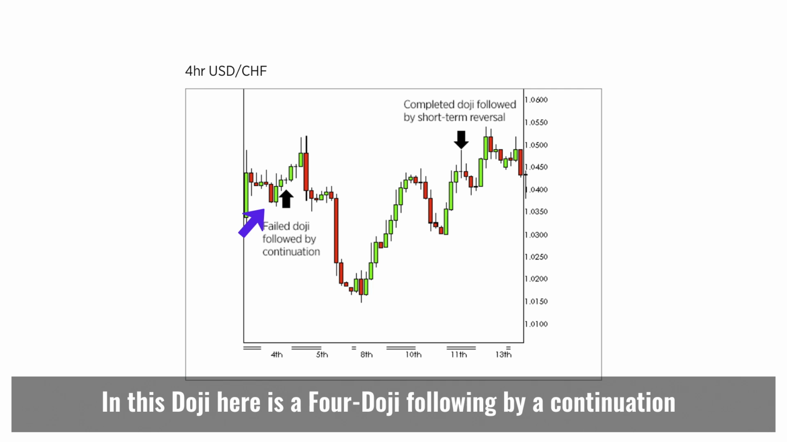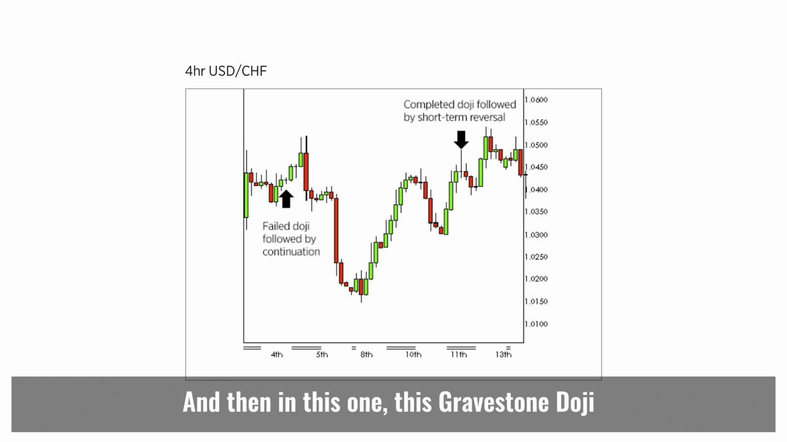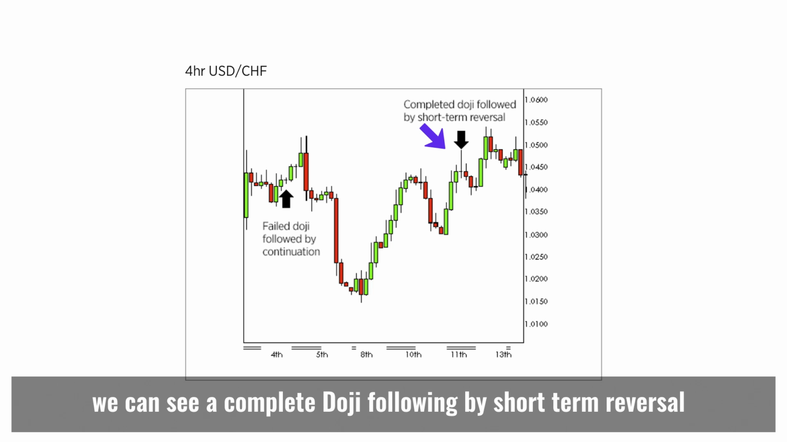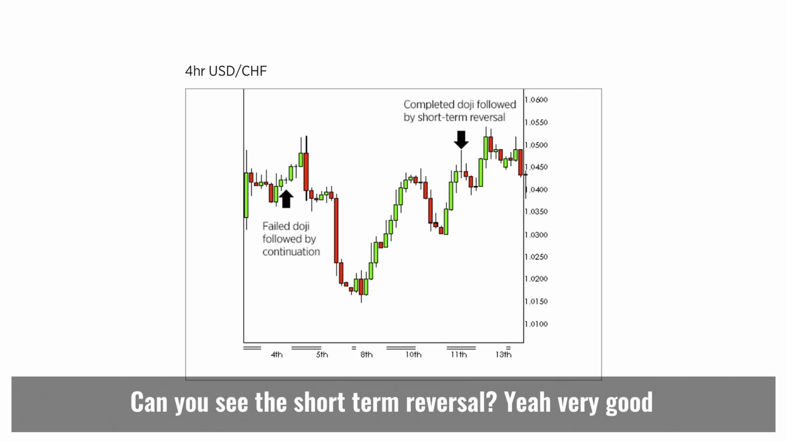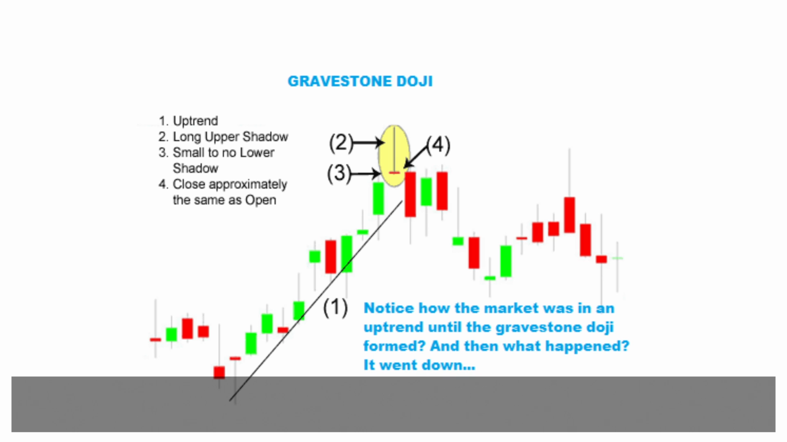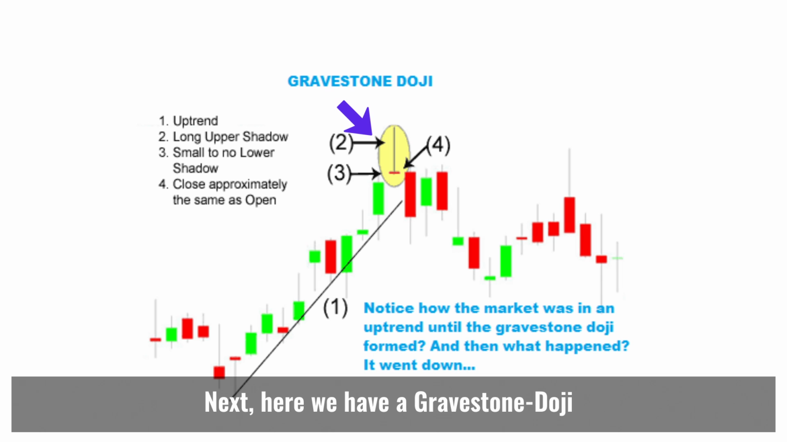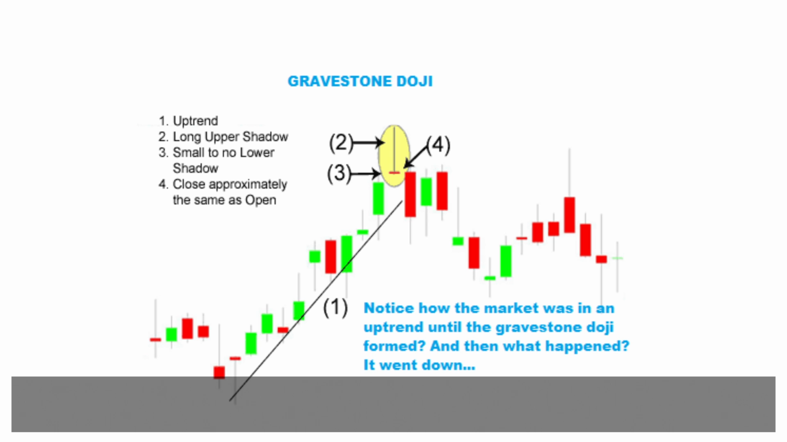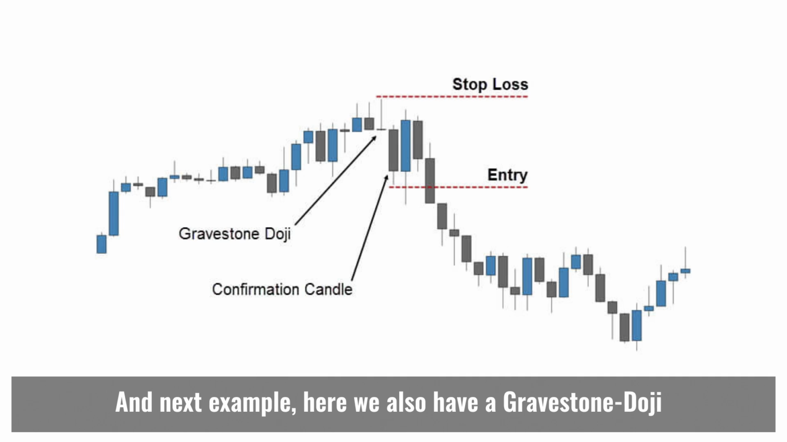In this next chart, it's a 4-hour chart, also a currency pair. In this doji here, there is a failed doji, followed by a continuation. And then, in this one, this Gravestone doji, we can see a complete doji followed by a short-term reversal. Can you see the short-term reversal? Yeah, very good. Next, here we have a Gravestone Doji. Notice how the market was in an uptrend until the Gravestone Doji formed. And then what happened? Exactly, it went down. Very good.